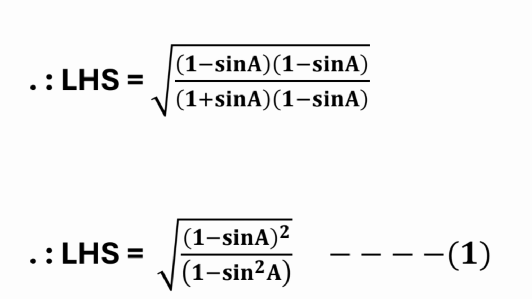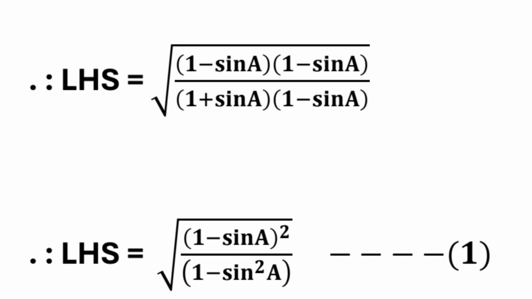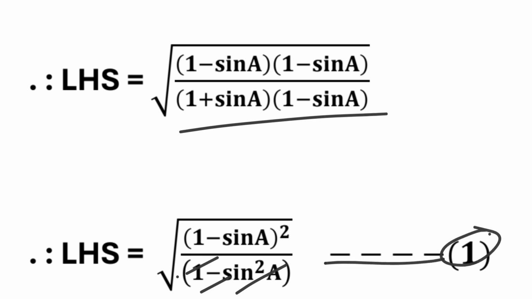Upon 1 plus sin A into 1 minus sin A. Here we use the identity (A plus B) into (A minus B), which means A square minus B square. In the same way, 1 plus sin A into 1 minus sin A means 1 square minus sin square A. This is our equation number 1.